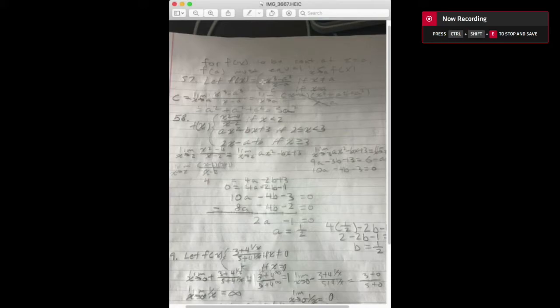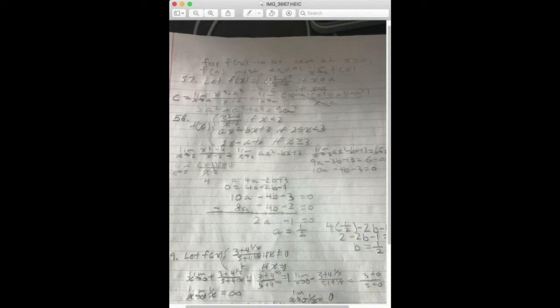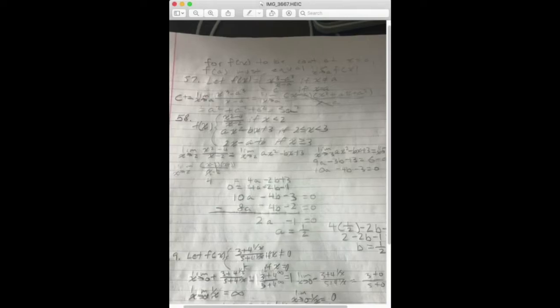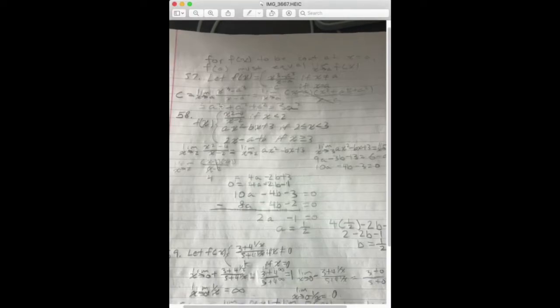So for number 57, you get this piecewise function, and you have to find a value of c to make it continuous. So the way you do that is you set c equal to the limit as x approaches a of the first part of the piecewise function. When you do that, you can use the sum or difference of cubes on the numerator, and you get x minus a times the quantity x squared plus ax plus a squared. Then you can cancel out the x minus a's, and then you can just substitute a in, and you'll get a squared plus a squared plus a squared, which is 3a squared. So c for the first problem is going to be 3a squared.